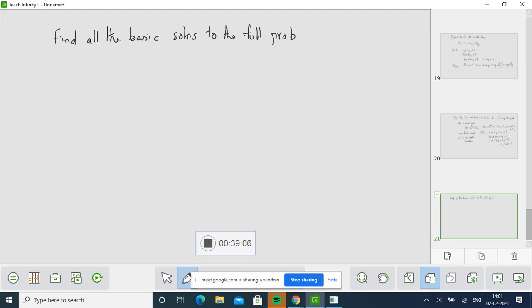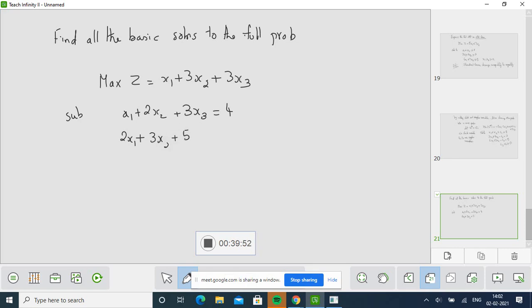So now let us see how we are going to go about it. Maximize z is equal to, it has got three variables, x1 plus 3x2 plus 3x3, subject to x1 plus 2x2 plus 3x3 equal to 4, then 2x1 plus 3x2 plus 5x3 equal to 7. All xi are greater than or equal to 0.